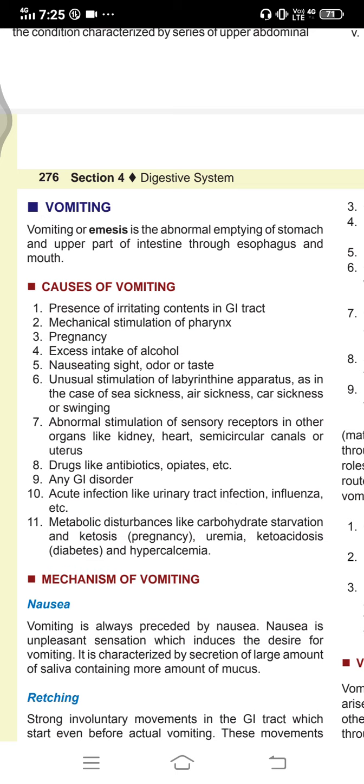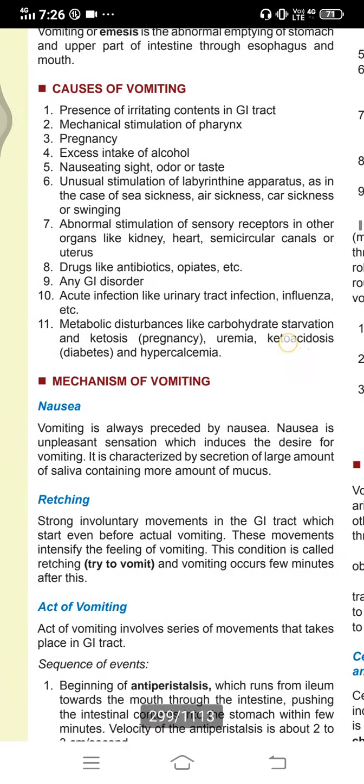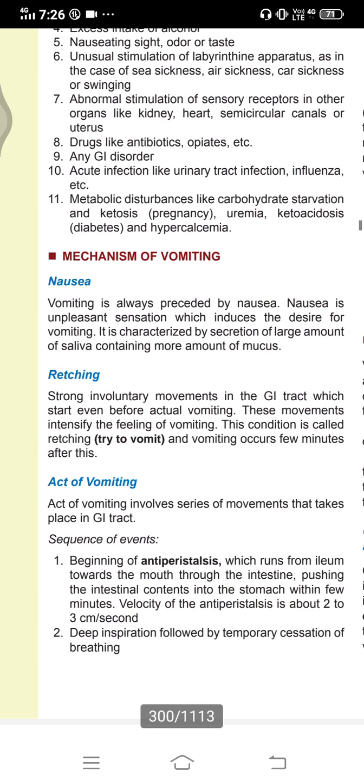Drugs like antibiotics, opiates, etc. Any GI disorder or acute infections like urinary tract infection, influenza, etc. Metabolic disturbances like carbohydrate starvation and ketosis, pregnancy, uremia, ketoacidosis, which happens during diabetes, and hypercalcemia. Now let's talk about the mechanism of vomiting.